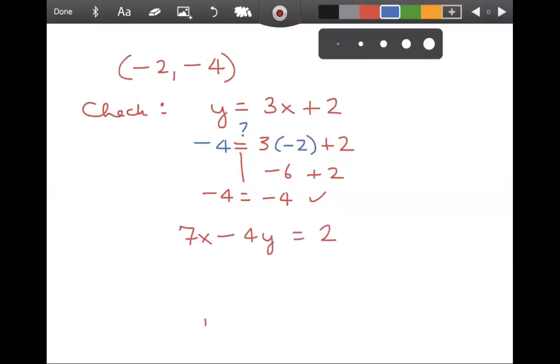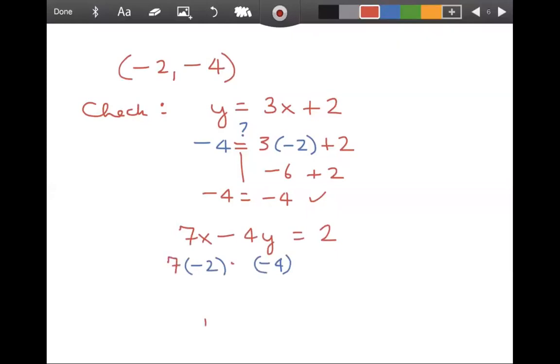All right, so now substitute -2 for x, -4 for y. We get 7 times -2 minus 4 times -4. We want to know if that is equal to 2. Well, 7 times -2 is -14. -4 times -4 is +16. And sure enough, -14 plus 16 is 2.